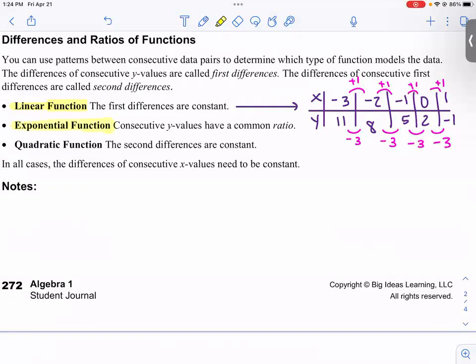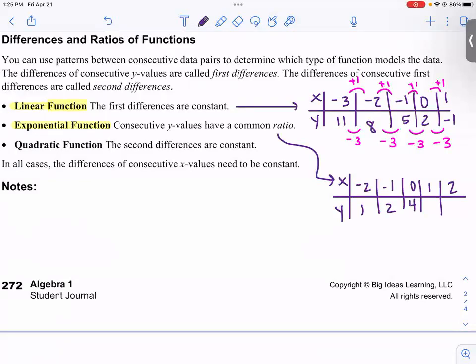Now, in an exponential function, our consecutive y values are going to have a common ratio. So this is what I want you to draw for this chart. I want you to draw this XY chart, please.